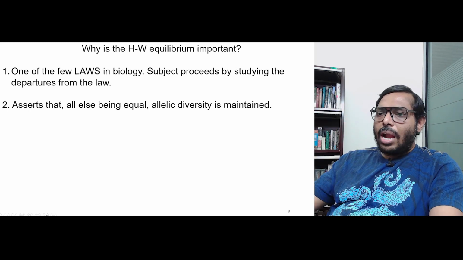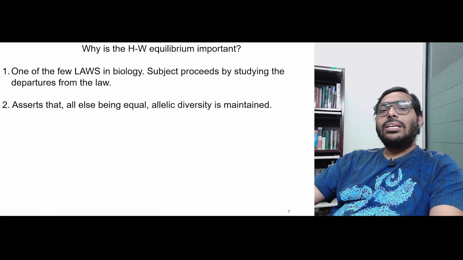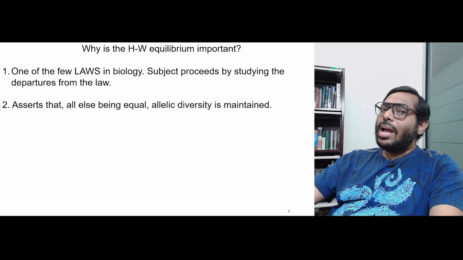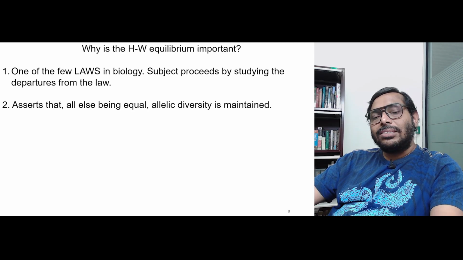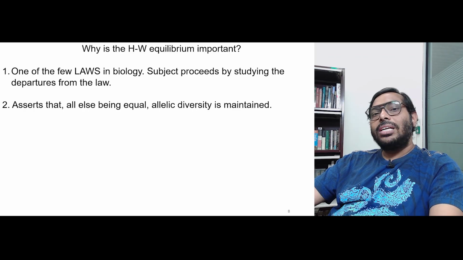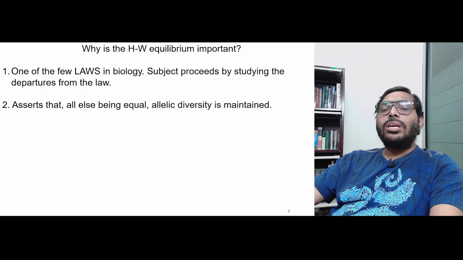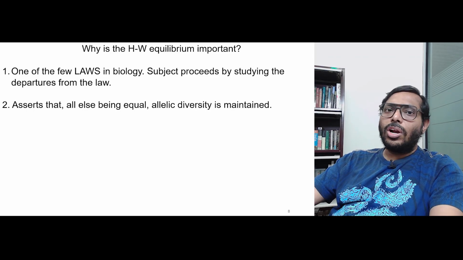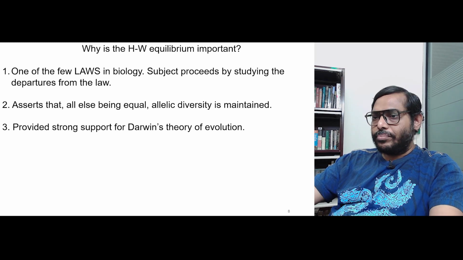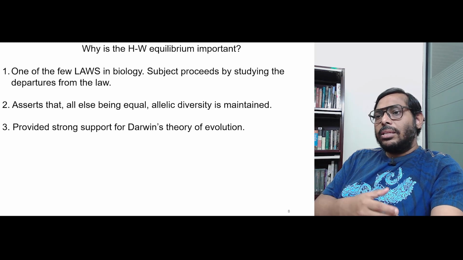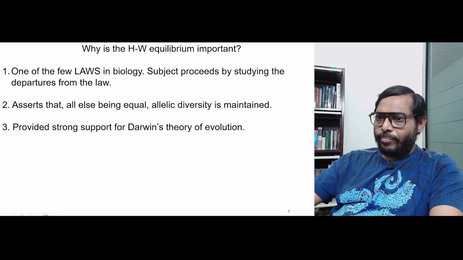And of course, in its purest form, this law is suggesting that in the absence of any evolutionary force, allelic diversity is going to be maintained. This itself is a very big thing, because it suggests that the raw material for selection to work, for evolution to work, all else being equal, will be maintained on its own. It is not that allelic diversity will go away and therefore evolution will stop. In that sense, this is a very strong supporting thing for Darwin's theory of evolution.